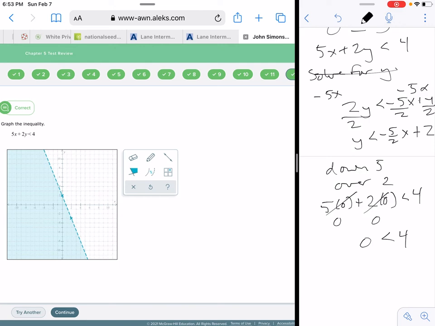So your boundary line, which is the line you graph, if it's greater than or equal to, or less than or equal to, it is going to be solid. If you don't have that equal to line under your inequality sign, then it will be dashed.